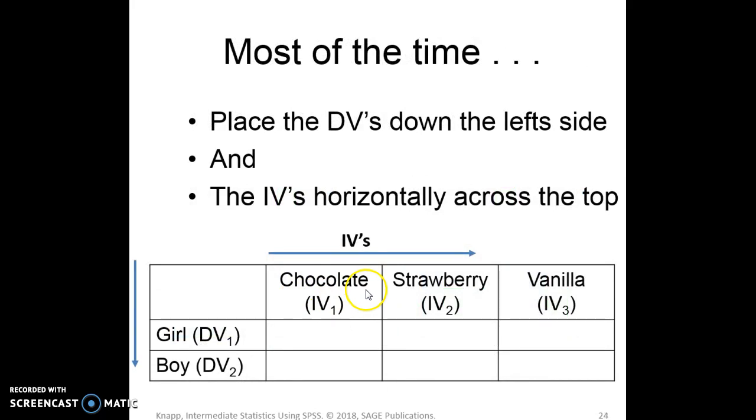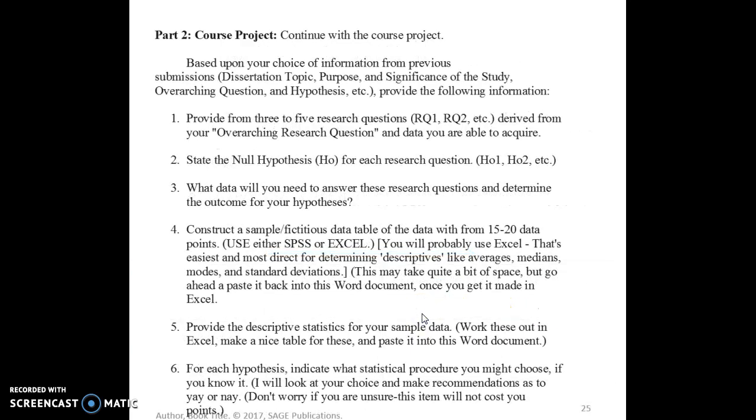Here's my preference, and it's most people's preference. When you make a chi-square pre-contingency table, let's call this, put the dependent variables down the left and the independent variables across the top. You don't always have to do this, but about 90% of the time that'll work out best for you.